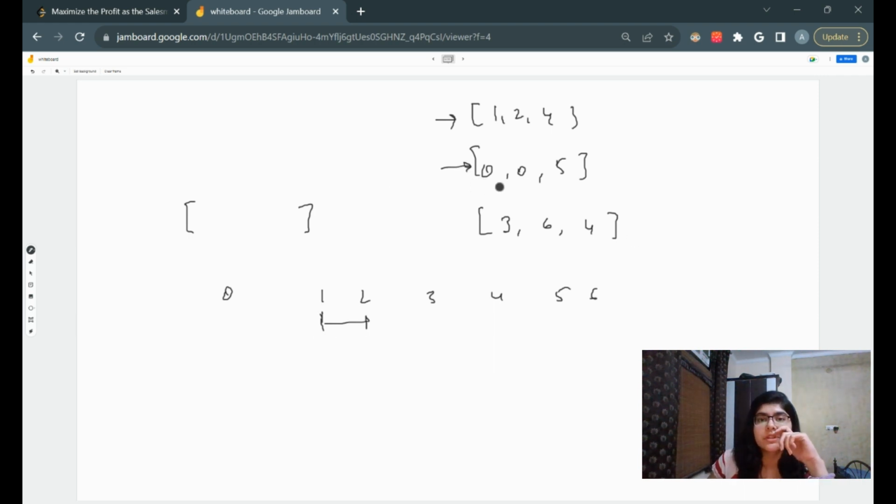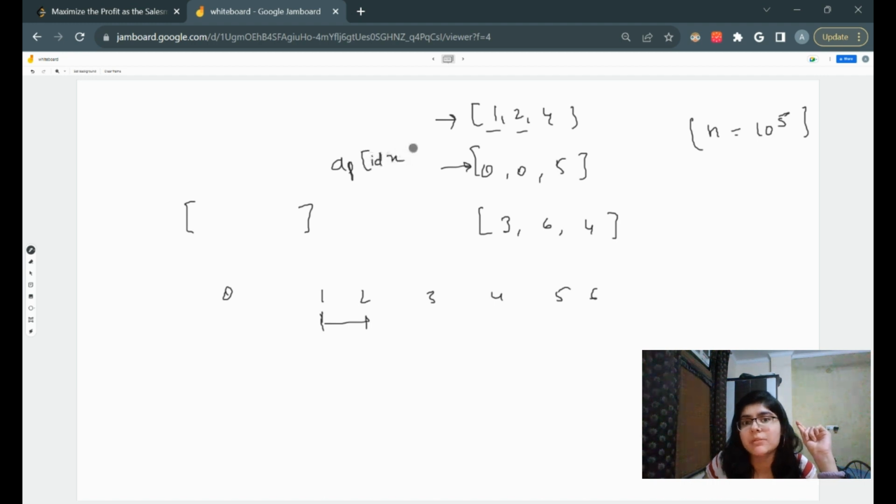But for the 0 to 0, I need to verify that the previous states are not overlapping. And how do I do that? How do I keep track of all the start and end states? Because from our question, we can see that n is still 10 to the power 5. So even if I apply a DP algorithm, at max, I can only store one particular parameter, and that will be the index, right? So let's suppose what happens when we sort this list.